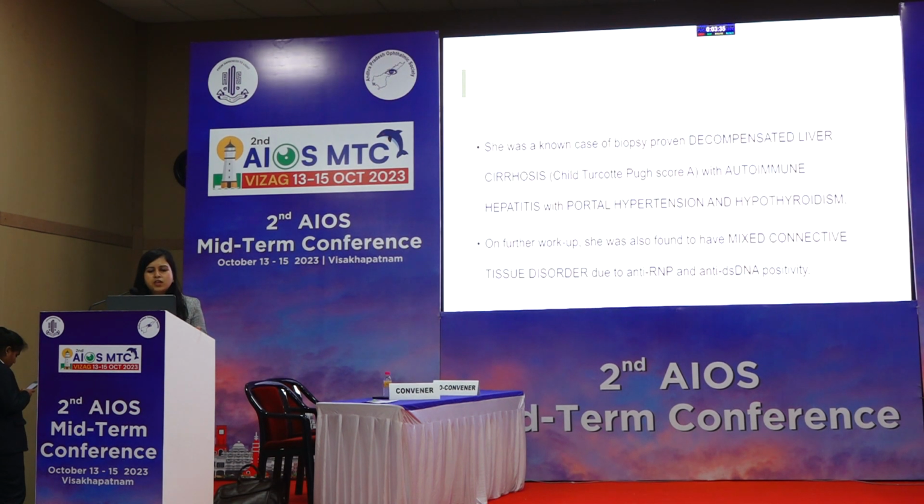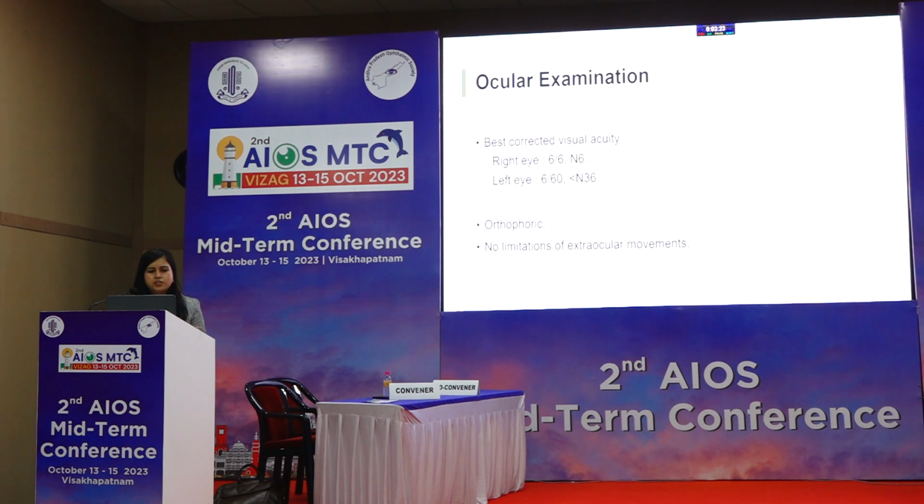She was a known case of decompensated liver cirrhosis and autoimmune hepatitis with portal hypertension and hypothyroidism. On further workup, she was also found to have mixed connective tissue disorder due to anti-RNP and anti-double stranded DNA positivity. Our ocular examination showed best corrected visual acuity in the right eye as 6/6 and N6, while in the left eye it was 6/60 and N36.